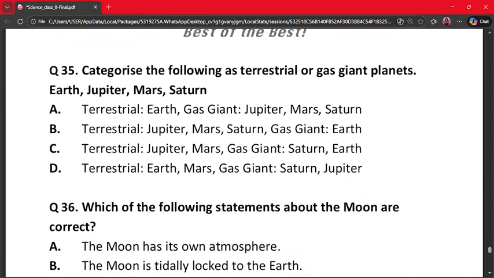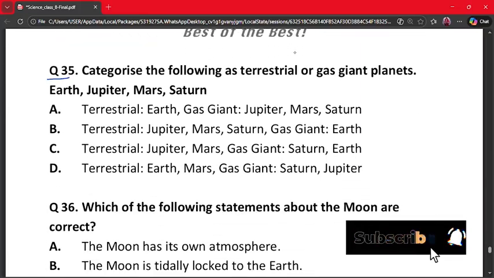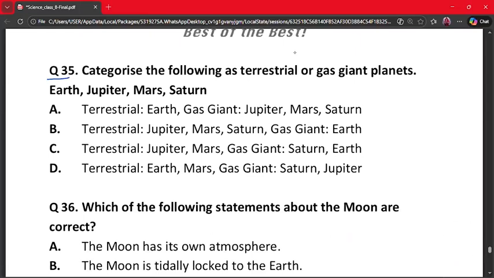The next question is question number 35. Categorize the following as terrestrial or gas giant planets: Earth, Jupiter, Mars and Saturn. So here Earth and Mars are terrestrial planets, and Jupiter and Saturn are gas giants. It is in option D. So option D is the correct option.